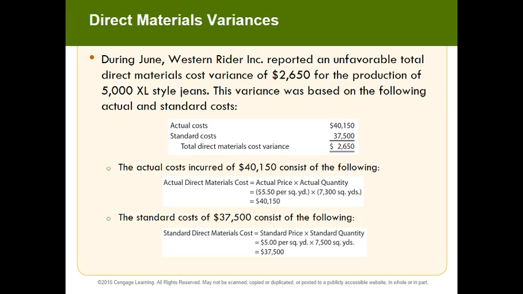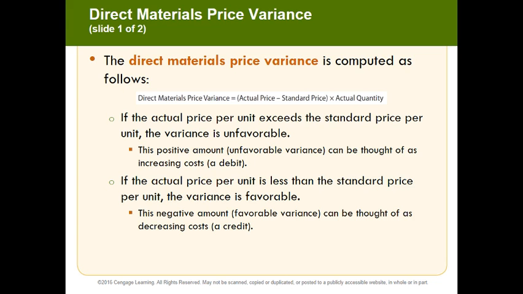You'll notice that in the actual, we used less material. Therefore, we were more efficient. However, our per square yard price was higher than we had initially intended it to be. Calculating the direct materials price variance is computed by taking the actual price minus the standard price and multiplying that by the actual quantity. We will go ahead and do this for Western Writer here in the next slide.